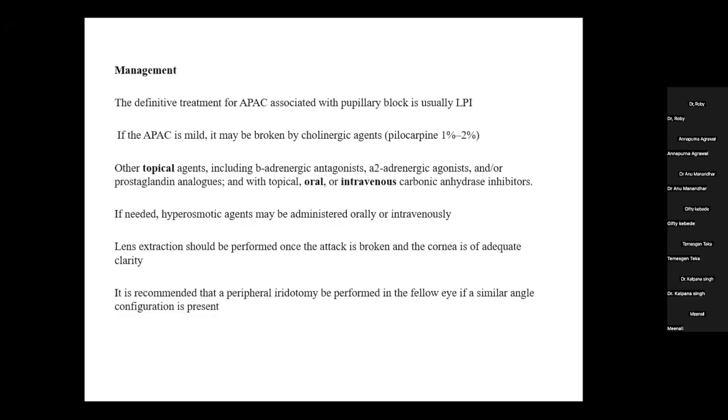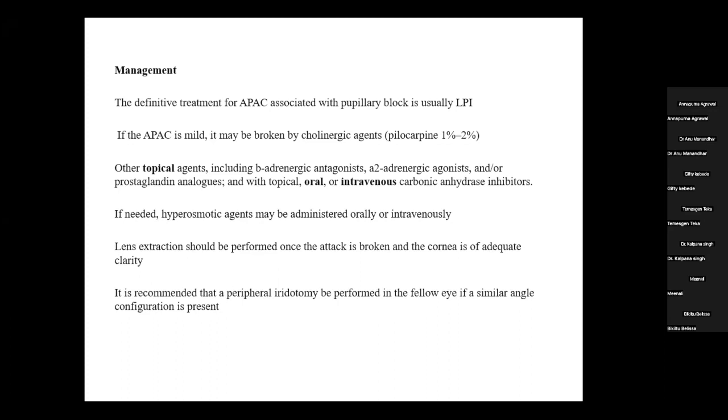Management of acute angle closure is laser peripheral iridotomy. If the acute primary angle closure is mild, it may be broken by cholinergic agents like pilocarpine. Other topical and oral or intravenous medicines can be given to decrease the intraocular pressure. If needed, we can also use hyperosmotic agents intravenously or orally.